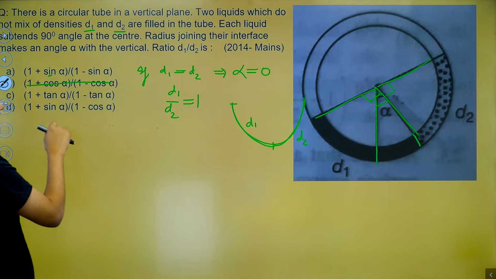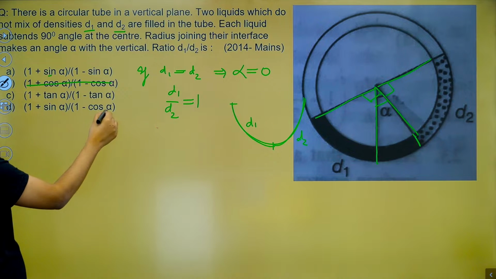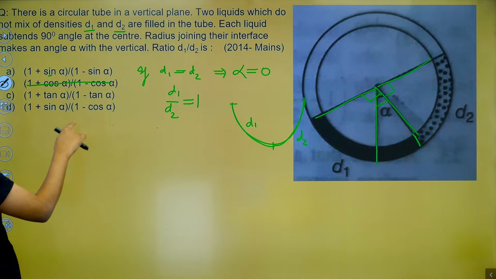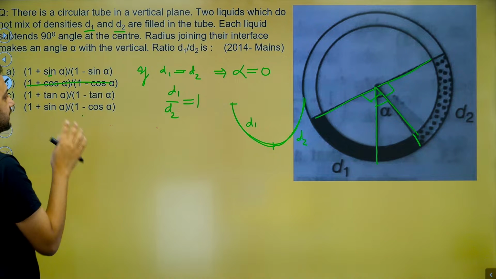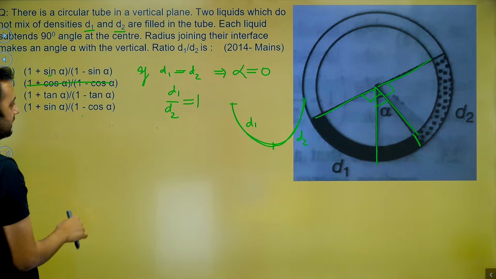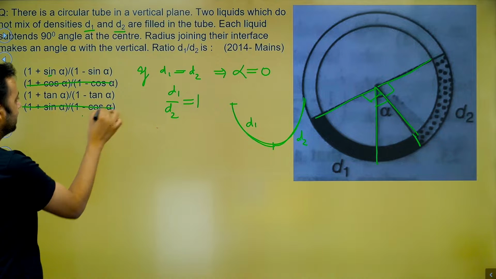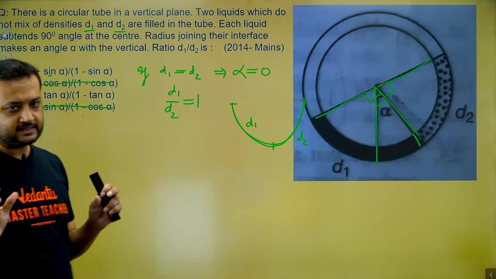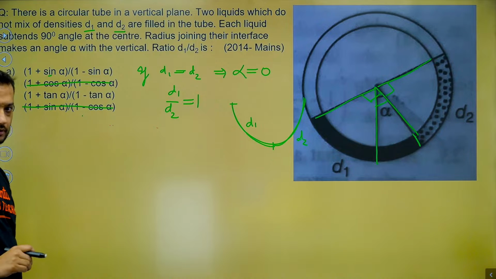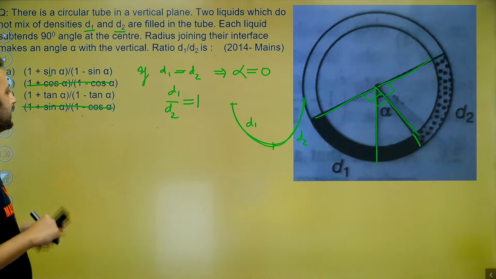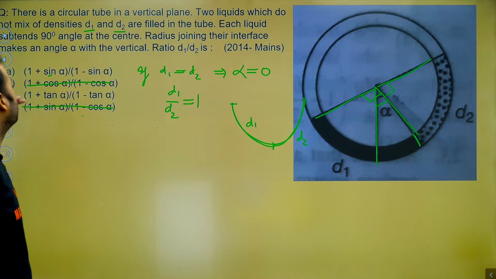If you go to option D and you put alpha 0, option D becomes infinite because the denominator is 1 minus cos 0, so the denominator will become 0. So option D cannot be your answer. So we have very intelligently rejected options B and D. Now either you can take a guess, or you can apply one more logic.